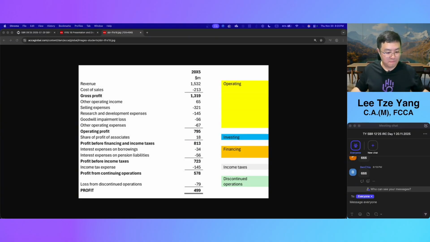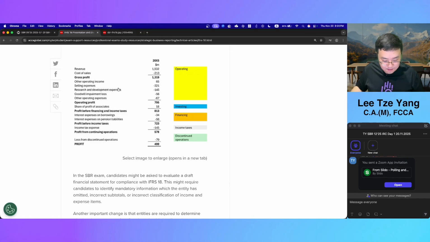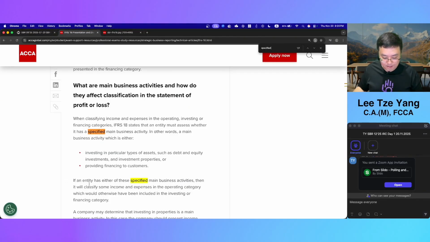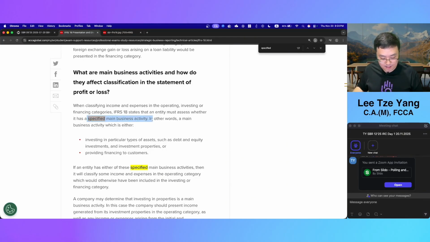Yeah, the first thing you need to know is under here, there is this thing called the specified main activity. This is the thing that you need to know. Specified main activity. Now, everyone, what does it mean? It means in determining whether it is operating, investing, or financing, the first thing we check is the business activity of the company. And this is very specific. It's only these 2 you need to look at.